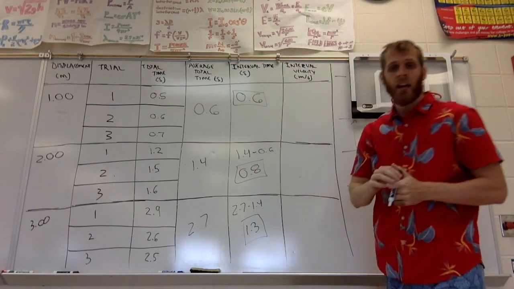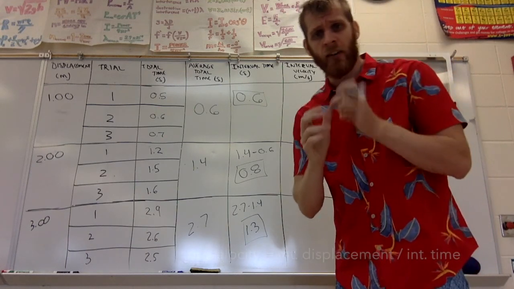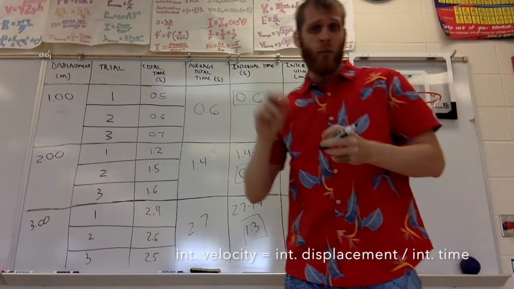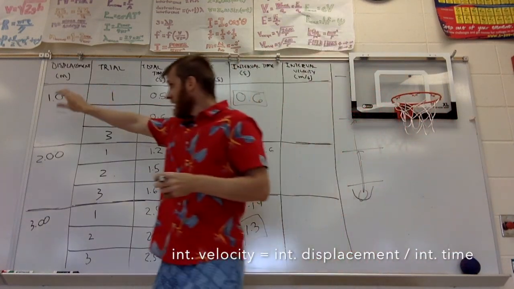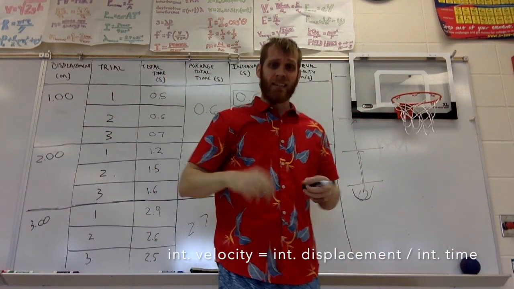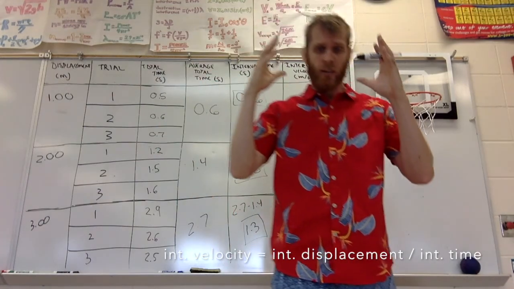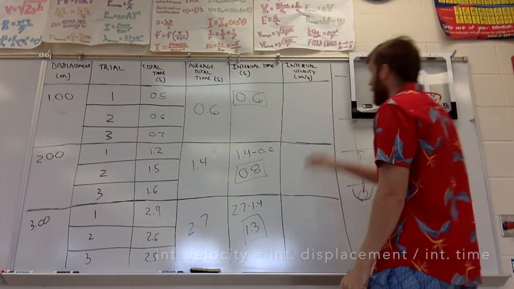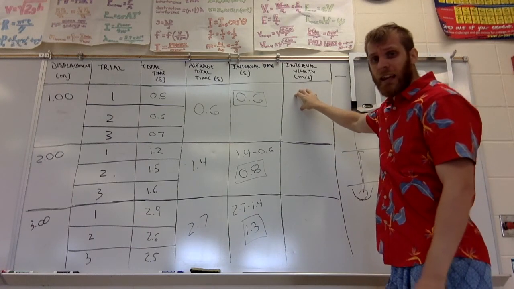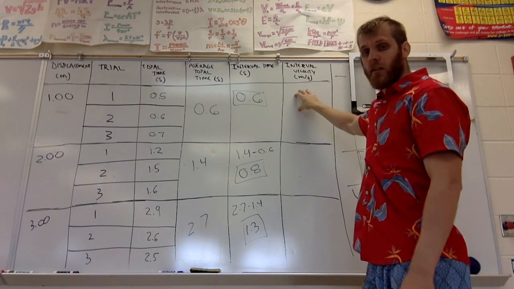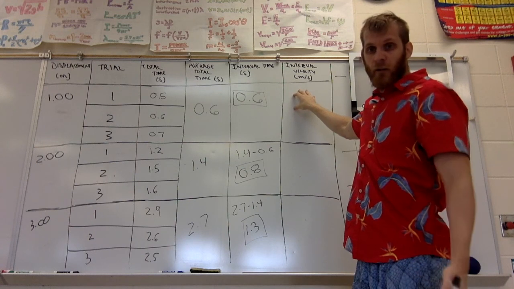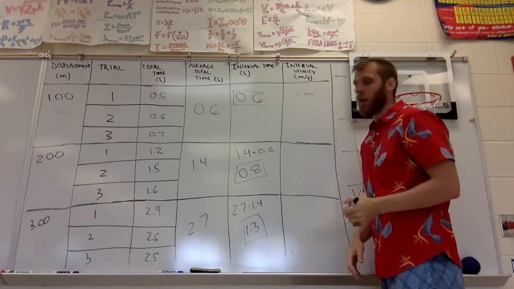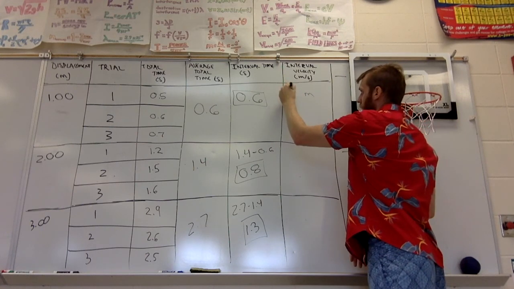Interval velocity. If you look at the units for velocity, it is meters per second. So what we're going to do is take our meters that we traveled and divide it by the seconds it took to get there. What is our interval displacement divided by our interval time? So basically, how far did we travel in that interval? Well, we went from 0 meters to 1 meter. So how far did we travel? We traveled 1 meter. I'll be precise, I will say 1.00 meters.